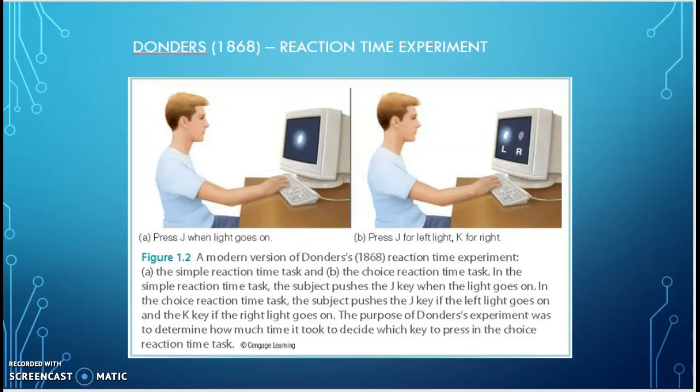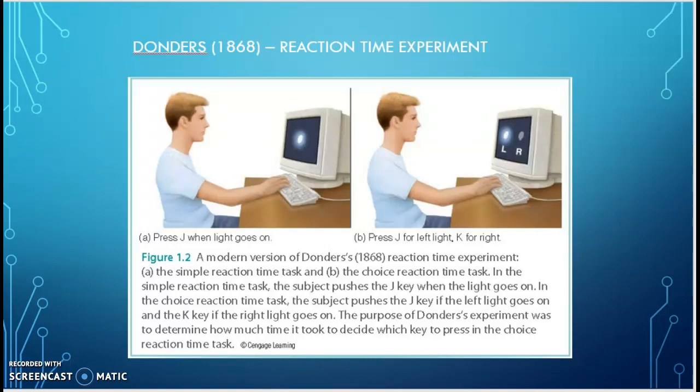Now imagine in 1868, this would not have been on a computer because we did not have these yet, but this is a modern adaptation of Donders' reaction time experiment. So it might have been at the time that a hand was flashed and someone had to make some type of movement to indicate that they saw that. As we developed electricity, you might think of this as a light bulb flashing and someone having to respond to it. So the first is just a simple reaction time.